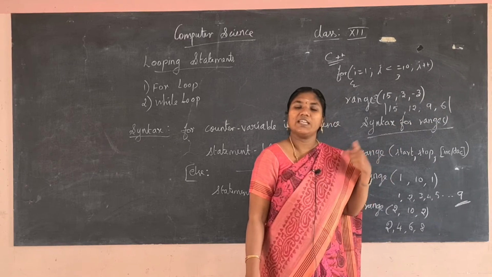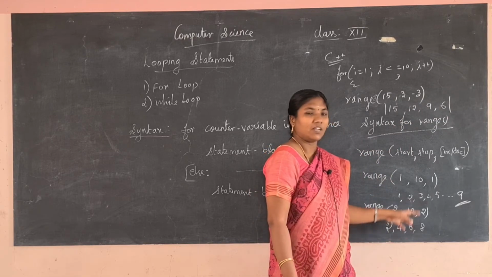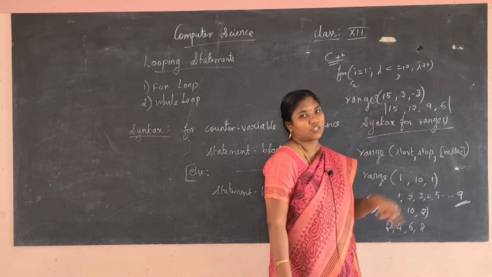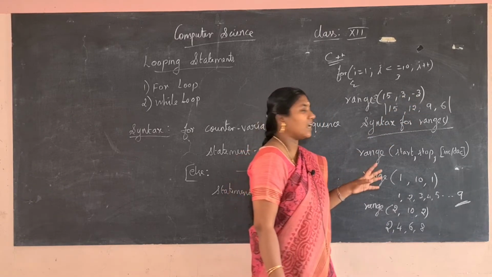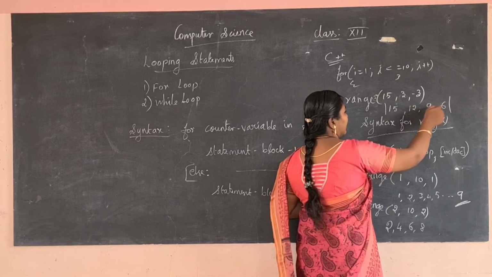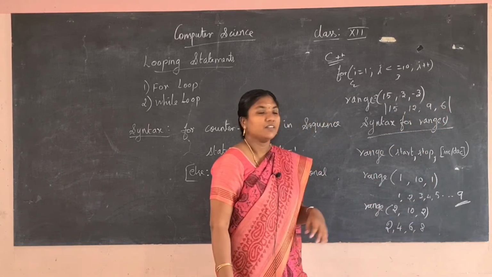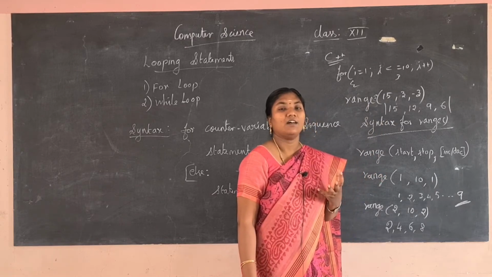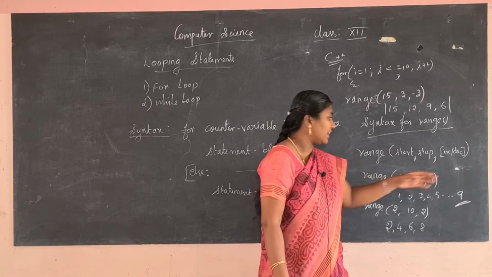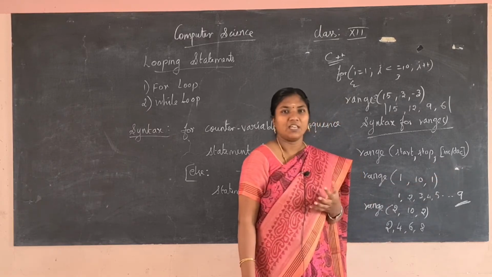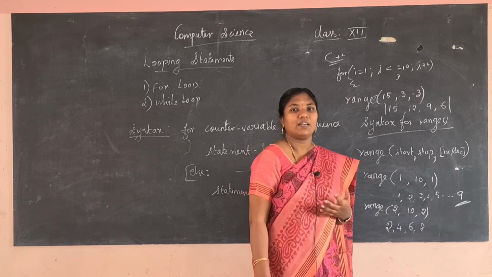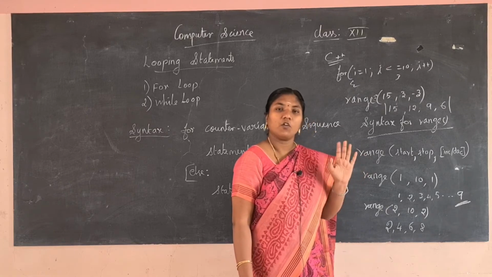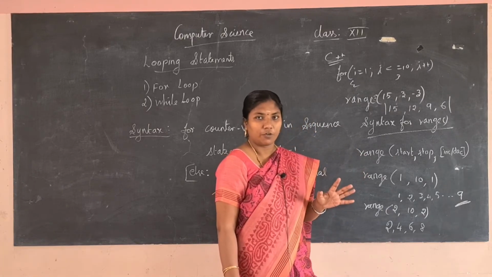So when you are using increment, it is up to n-1 only, and if you are using decrement, the last value will be the stop value plus 1. So be clear about it: 15, 12, 9 and 6. Correct? Suppose in the range function, as I said earlier, the increment and decrement are optional. If you are not specifying the increment or decrement value, the range function considers it as incremented by 1. That is the default one, right?